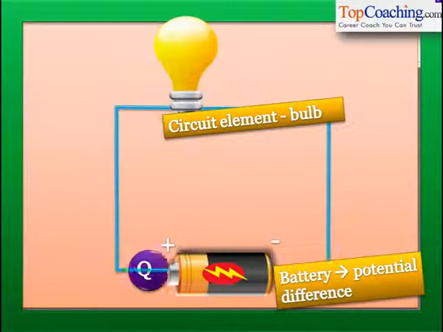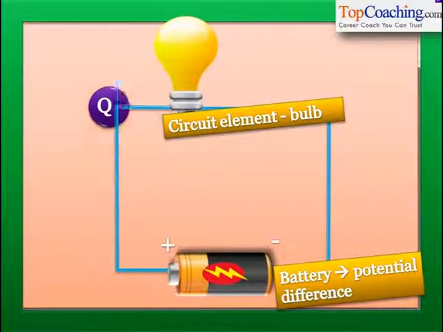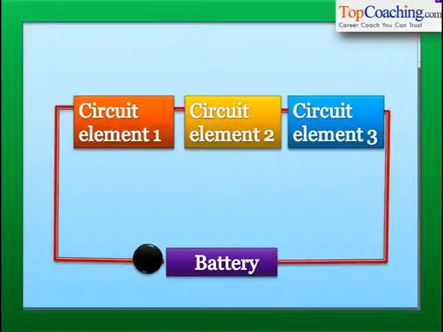The different objects connected in the circuit are called circuit elements. So the bulb is a circuit element. Most circuits have this arrangement. There's the battery, and the battery is connected to circuit element 1, circuit element 2 and circuit element 3. Understood? This is a basic series circuit. As you can see, each circuit element is arranged in series, one after the other. The battery creates the potential difference across all the circuit elements, and that is the reason charge flows through all the circuit elements.